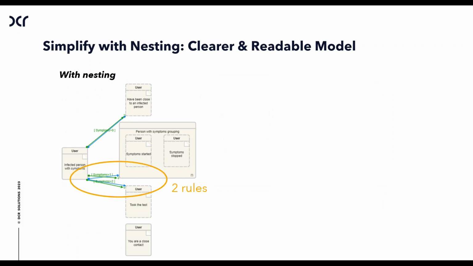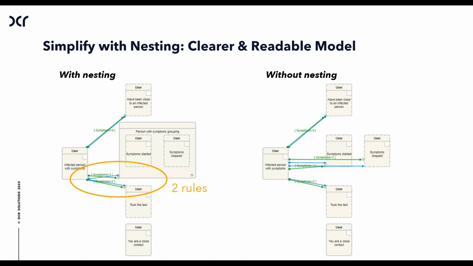The difference between using nesting, so we grouped the 2 symptoms into one group, and the purpose was that we would like to have a clear and easily readable model. And as you can see the difference between the 2 models here, if we had not grouped them, we would have to have 4 rules instead of 2 rules. So the purpose of the nesting here was simply to make the model easier to read and understand.